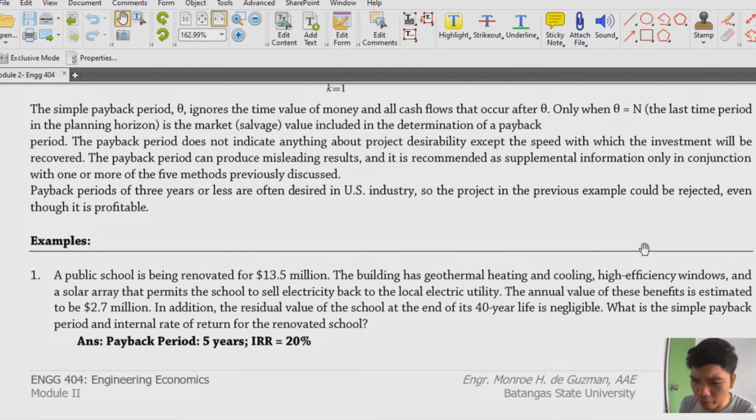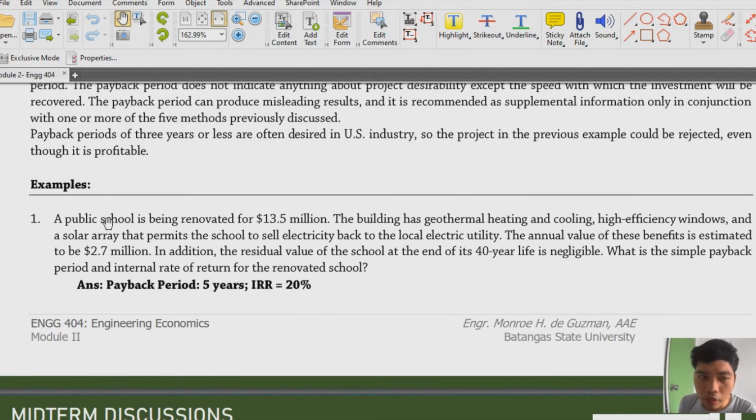And this is just a very simple solving, no? Now, we have a public school. It's being renovated for $13.5 million. And then, the building has geothermal heating and cooling, high-efficiency windows, and a solar array that permits the school to sell electricity back to the local electric utility.